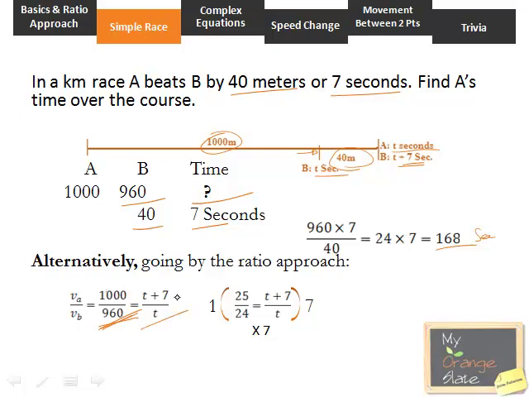Now 1000 over 960 is 25 over 24, and we see that on the left hand side the difference is 1 between numerator and denominator. On the right hand side the difference is 7. So right hand side value is 7 times the left hand side value. So 24 into 7 gives us 168 seconds as the value of t.